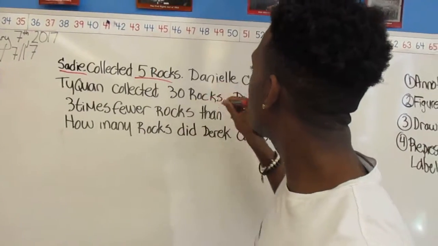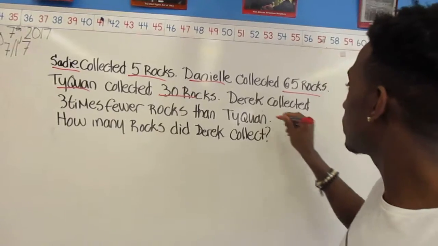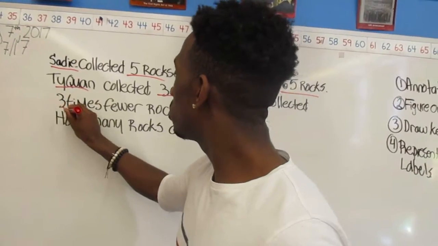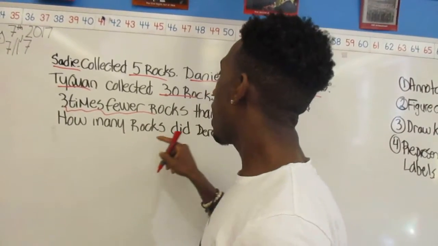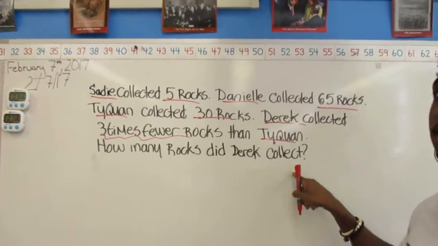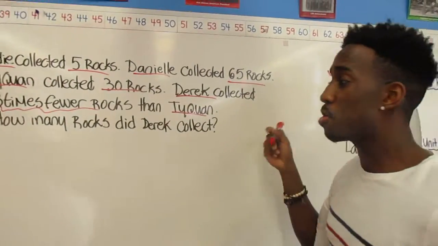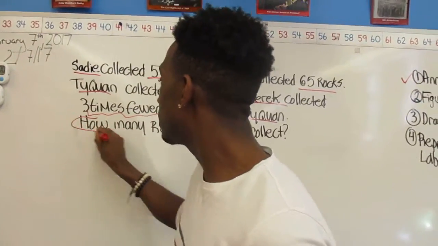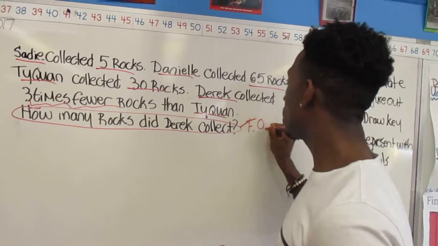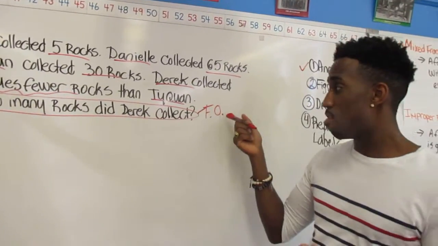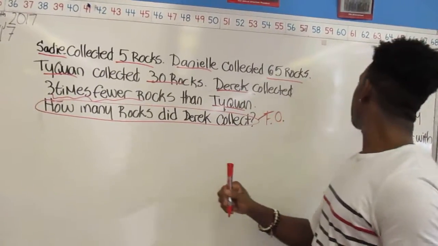Sadie, 5 rocks. Danielle, 65 rocks. Taekwon, 30 rocks. Derek, 3 times fewer. Then Taekwon, which is very important. And I'm trying to figure out how many rocks did Derek collect. So, great. Step 2 is I'm going to highlight what I'm trying to figure out. This is it. I'm going to just write FO for short. You may see a lot of your scholars writing FO, what they're trying to figure out, or they may rewrite it also.